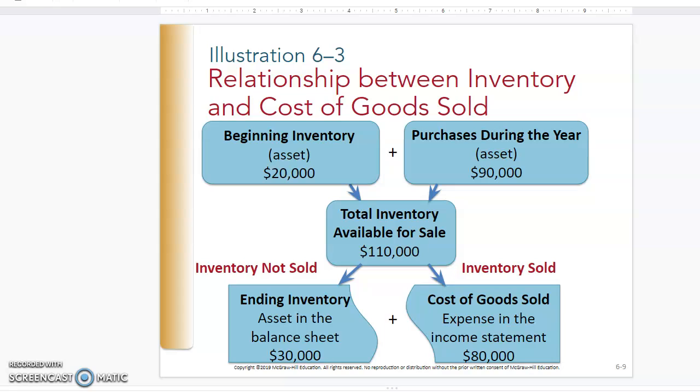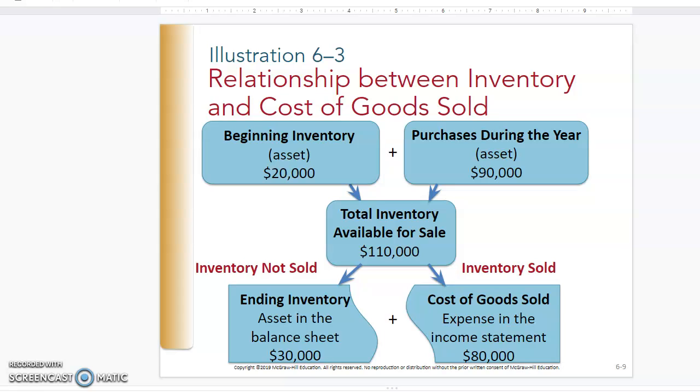So for inventory, we start with what we had in the beginning, which for review is the ending inventory from the prior time period. So the inventory on December 31 is the same inventory on January 1. The beginning inventory plus what we purchase during that time period equals the total inventory available for sale. So what you had plus what you purchased, that's what you could sell.